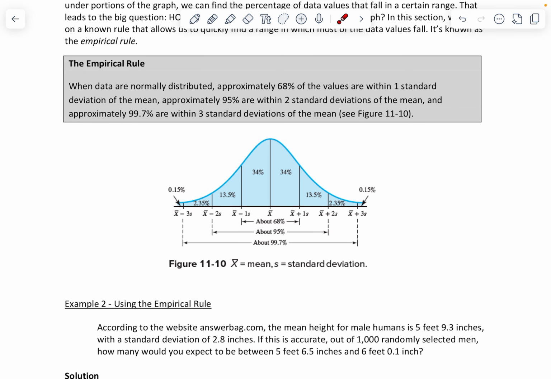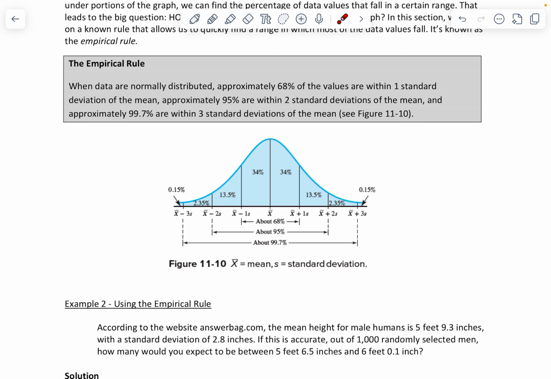Figure 11.10 here is an illustration of the empirical rule. The mean is right in the center. About 68% of the data is within 1 standard deviation. About 95% is within 2 standard deviations. And about 99.7% is within 3 standard deviations of the mean. This rule allows us to find a few different areas under the curve, specifically the areas corresponding to 1, 2, and 3 standard deviations above or below the mean.